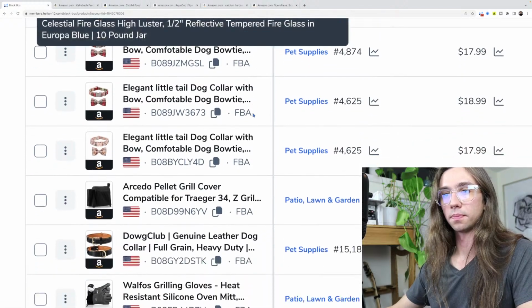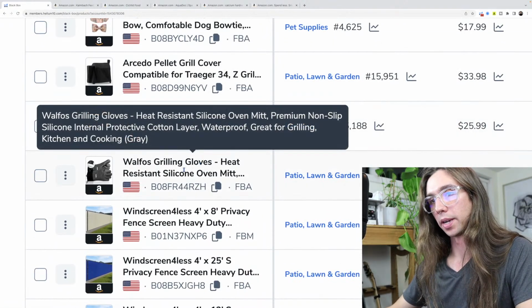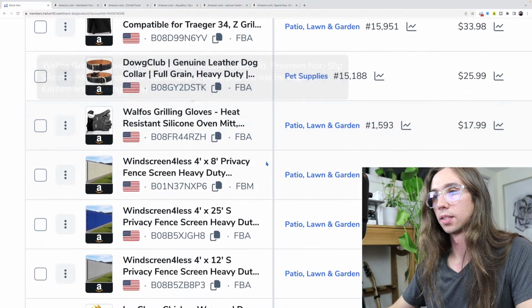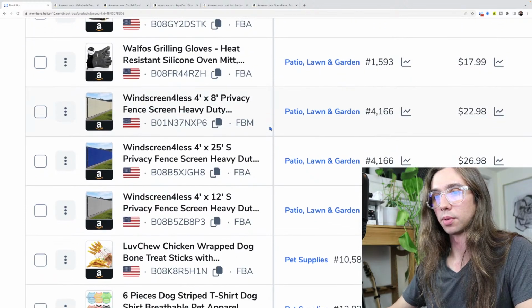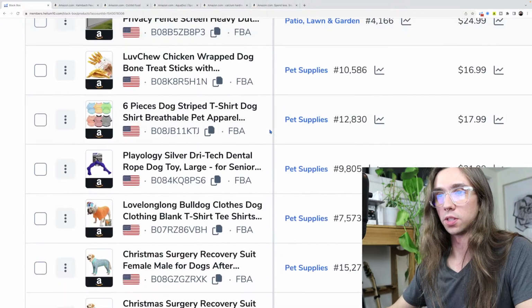Salt block. Grill gloves. Oh my god, I remember looking at those in like 2018. It was like an example of a private label product that a lot of YouTube channels used to use back then.